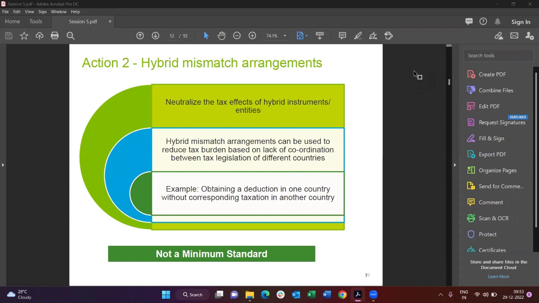So this would lead to a condition where they will be obtaining an exemption in one country without a corresponding base of taxation in some other country. So it will lead to double non-taxation. And as we can see, it is not a minimum standard, so it is upon the countries to adopt or not. The main reason is the lack of coordination between tax legislations.